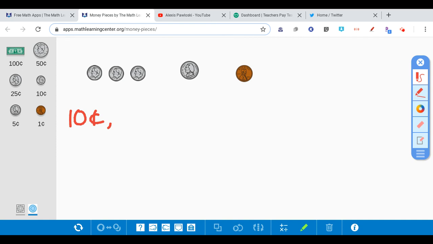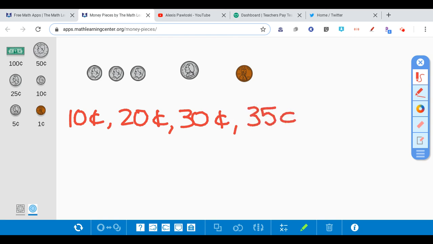So if I start counting my coins, I would have 10 cents with my 1 dime. Then if I have 2 dimes, I now have 20 cents. If I have my 3 dimes, I now have 30 cents. And then I have to add my nickel, which is 5 cents, so that makes 35 cents. And then I have to count one more for my 1 penny, which gives me 36 cents. Okay? So my total with my 3 dimes, 1 nickel, and 1 penny would be 36 cents. All right, let's look at one more example.